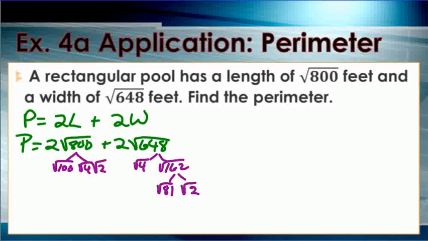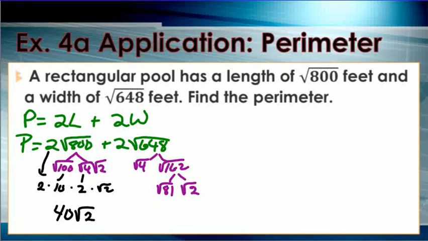So now from here, the square root of 100 is 10. Square root of 4 is 2 times the square root of 2. And remember, I have this 2 here. So 2 times 10 is 20, 20 times 2 is 40 times the square root of 2. Plus, here I got 2 times the square root of 81, which is 9, times the square root of 2. And then I have this 2 here, so 2 times 2 is 4, 4 times 9 is 36, times the square root of 2.